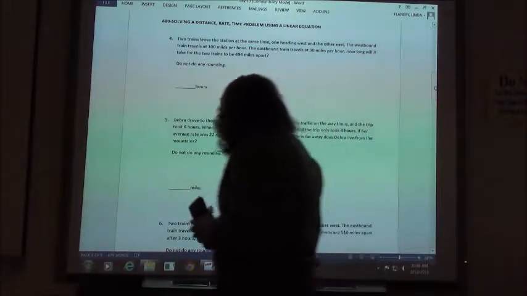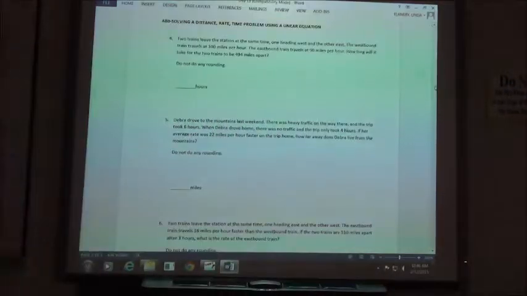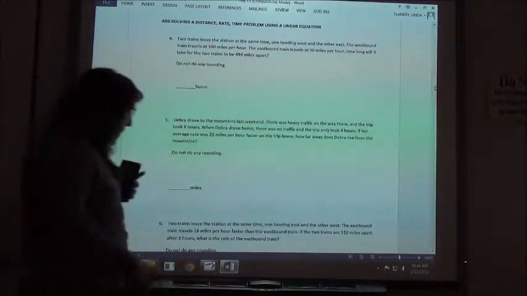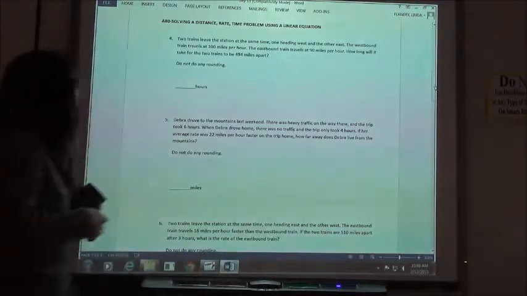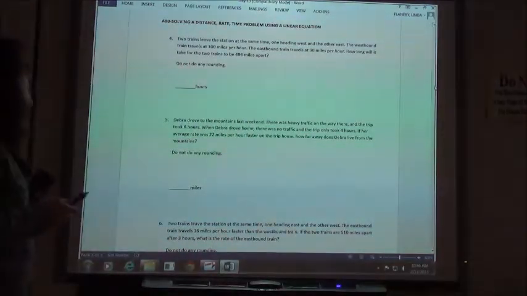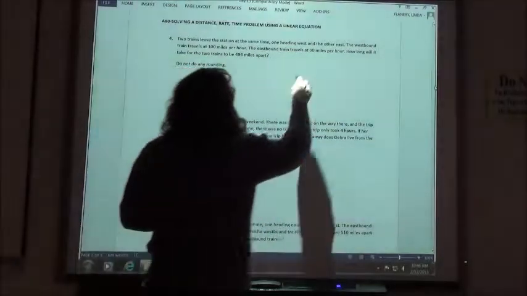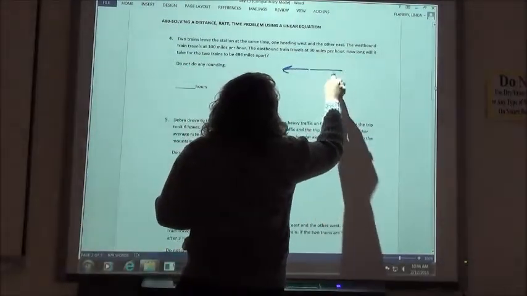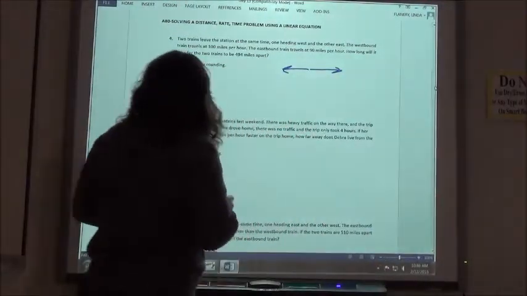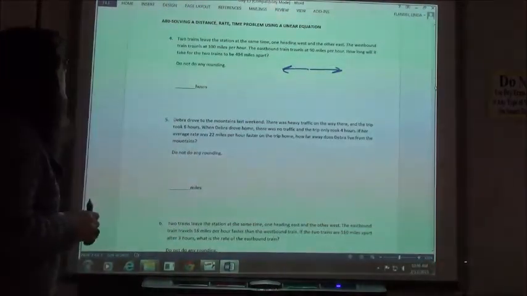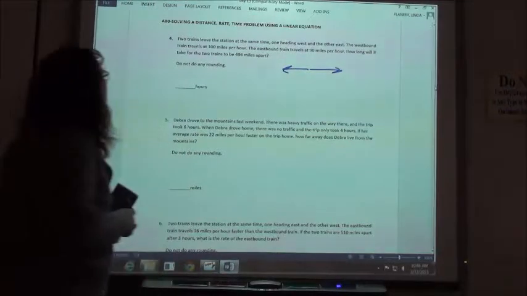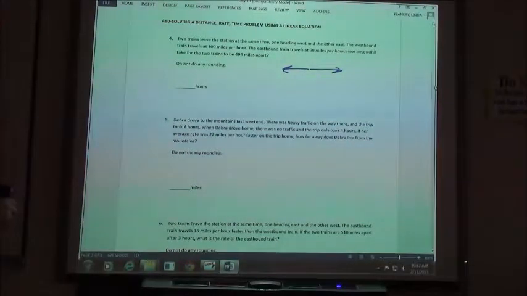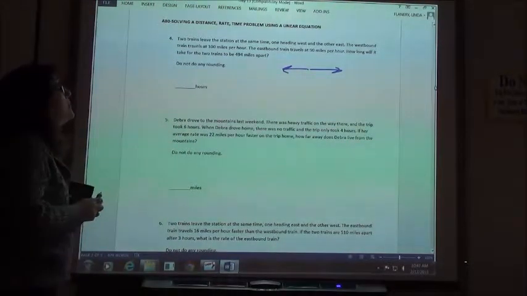Distance, rate, and time problems here. These are the ones where you have trains and cars and boats and whatever else you might be doing. I kind of like to draw pictures as I go because it helps me to see in my head what's going on. Two trains leave the station at the same time. One headed west and one headed east. The westbound train travels at 100 miles per hour. The eastbound train travels 90 miles per hour. How long will it take the two trains to be 494 miles apart?